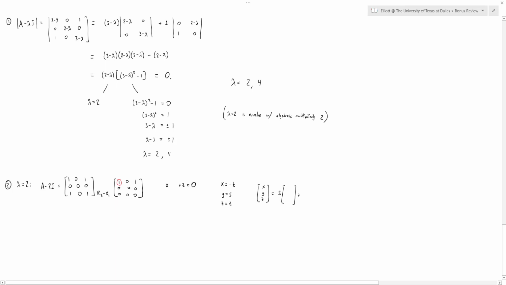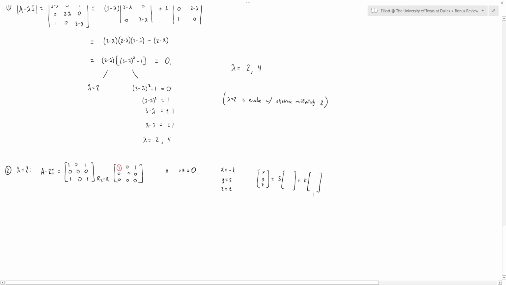So then if we write this out, kind of the way that we usually do, using the parameters as coefficients of a linear combination. Coefficients of s are 0, 1, 0. Coefficients of t are negative 1, 0, 1. So in this case, the eigenspace of A corresponding to the eigenvalue lambda equals 2.